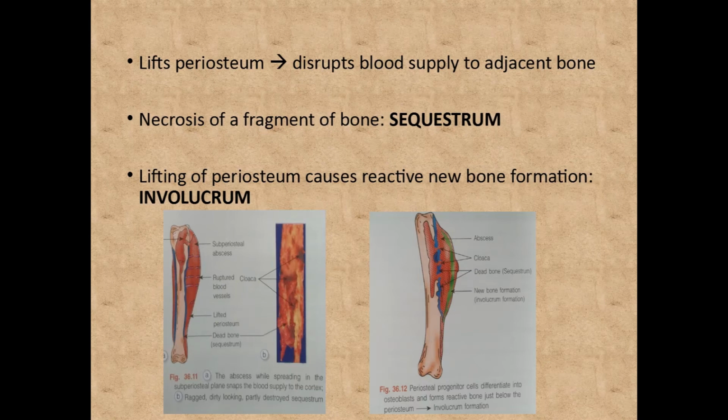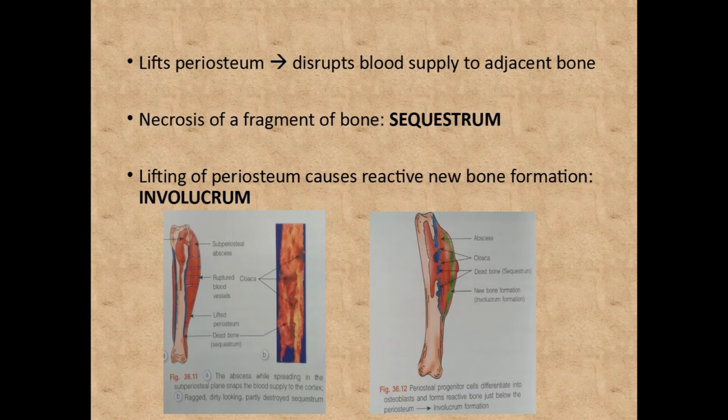So one part of bone dies off or gets necrosed, and this portion of the bone which gets necrosed, the name given for that is sequestrum. This is one of the hallmarks of acute osteomyelitis.